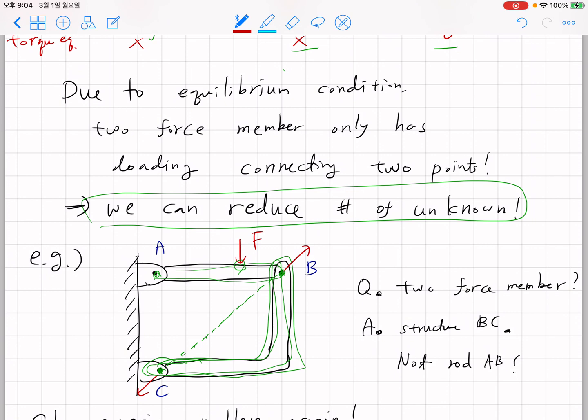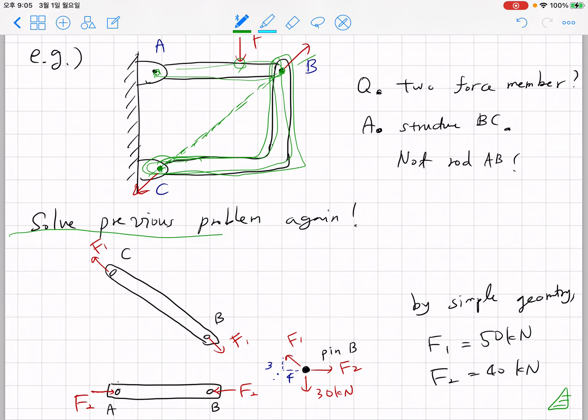Okay, so this is how we can identify the direction of a force. So instead of defining an x-directional force and a y-directional force for point B and point C, we can say that a force will act in this direction, even though you're going to get a negative force answer after solving the problem. You can still say that the force will act along this direction. Okay, so the implication of identifying a two-force member is the reduction of unknowns. Okay, so let's solve the previous problem again.